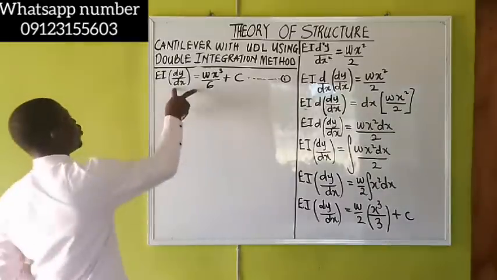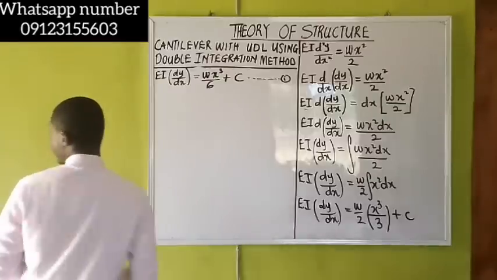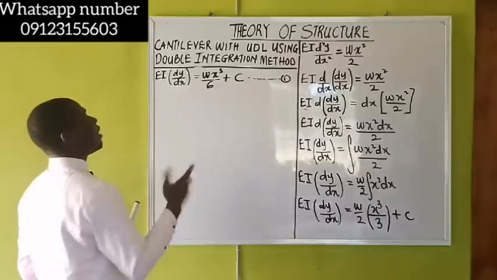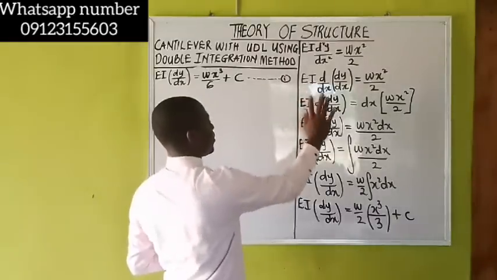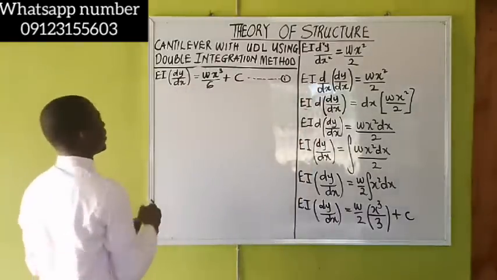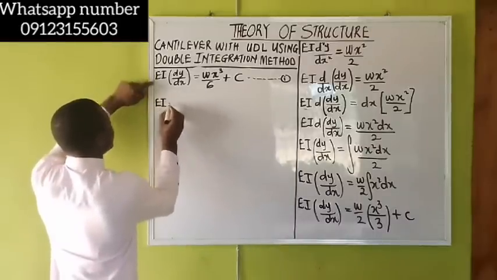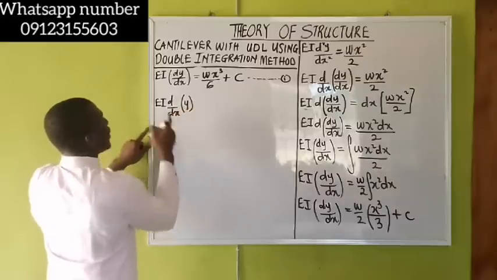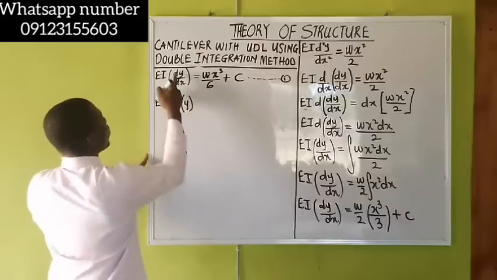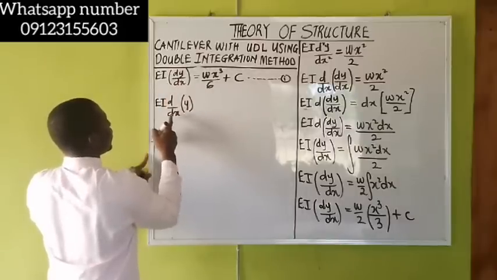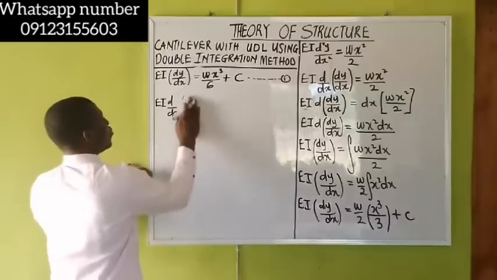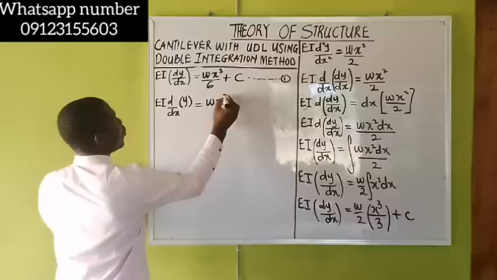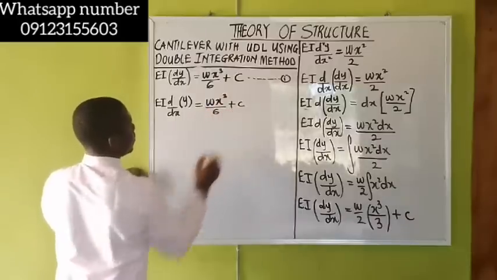Next up, from this equation 1, let's proceed. From our first derivative, we said bring out d and the dx. At this point too, bring out d and the dx. That becomes EI, bring out d and bring out the dx. I'm left with only y. D times y becomes dy. There's an invisible 1 down here. dx times 1 becomes dx. So therefore, I'm left with EI dy over dx equal to Wx cubed over 6 plus c.